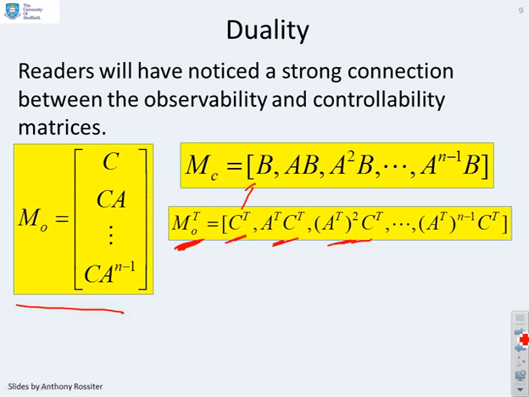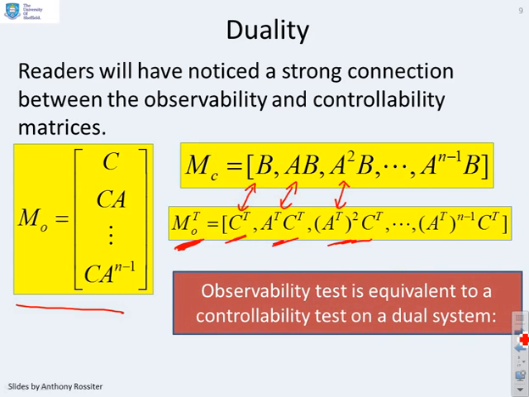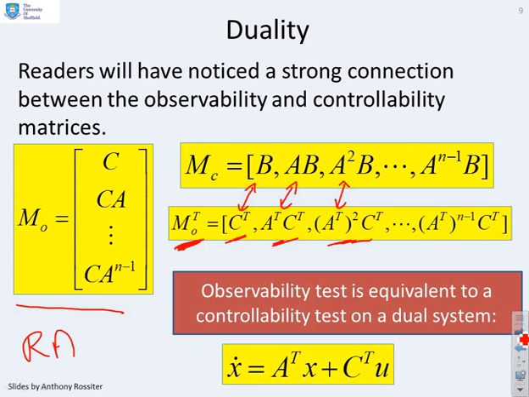And here you'll see there's a direct analogy now between these two expressions, and therefore the observability test is equivalent to a controllability test on a dual system given as x dot equals A transposed x plus C transposed u. And you're reminded that the only thing we're ultimately testing is the rank, and therefore whether we do the rank of M0 or the rank of M0 transposed, you're going to get the same answer.